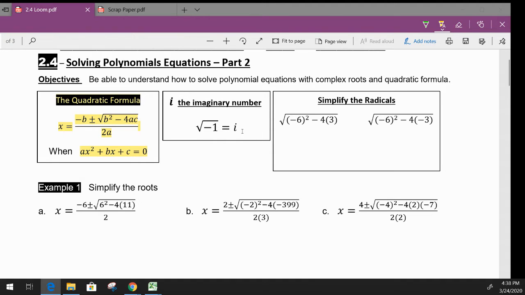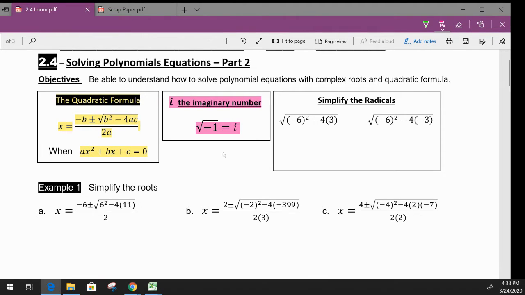Another concept that we're going to learn here today, or review, is i, which is the imaginary number. And i does not equal negative 1. i equals the square root of negative 1. So a lot of times I'll ask students, what is the value of i? And students will tell me negative 1. Well, that is not correct. It's the square root of negative 1.